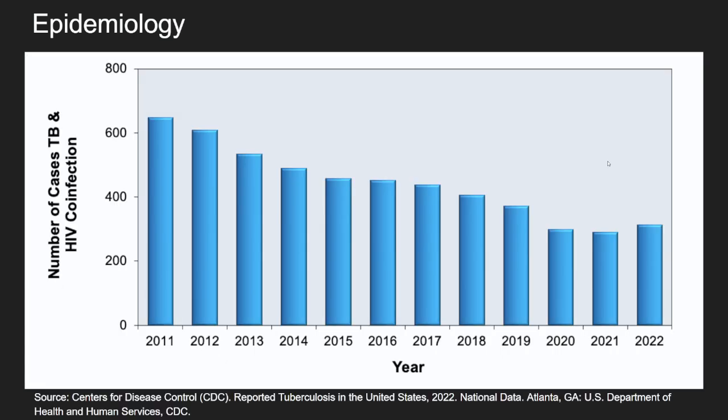So, looking here at the number of cases of TB and HIV co-infection, we can see that in the early 2010s, it was a lot higher than it is today, we are in a downtrend. However, in the year of 2022, it looks like we are breaking that downtrend and coming up. Maybe because more HIV cases are being presented or whatnot, but this graph just shows us that it's still a problem in the United States that needs to be taken care of.